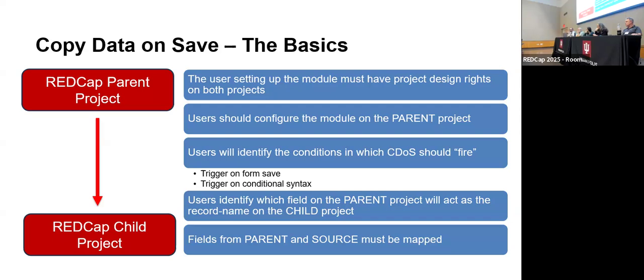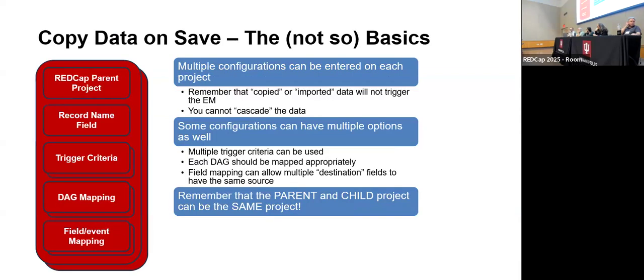The basics are, you set up what conditions will trigger the Copy Data on Save. So that must be an action where somebody saves data. I call this out specifically because Copy Data on Save will not work on data importation. It will only work on actually saving data into a project. So someone physically has to save it, whether that's through a survey or entering data on a form.